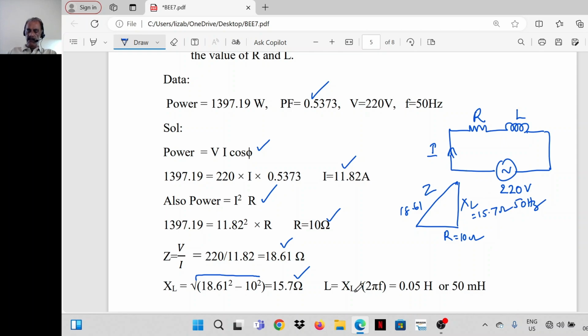Therefore the value of inductance is XL divided by 2 pi f. XL is 15.7 divided by 2 pi into frequency, which is 50 hertz. We'll get it as 50 millihenry. So the series circuit has a resistor of 10 ohm and an inductor of 50 millihenry.